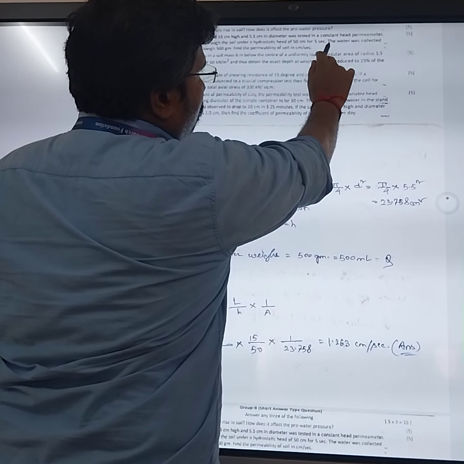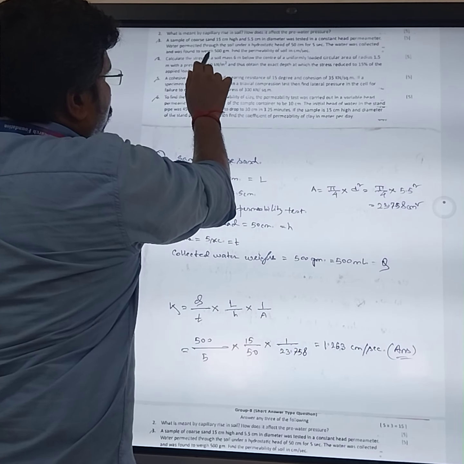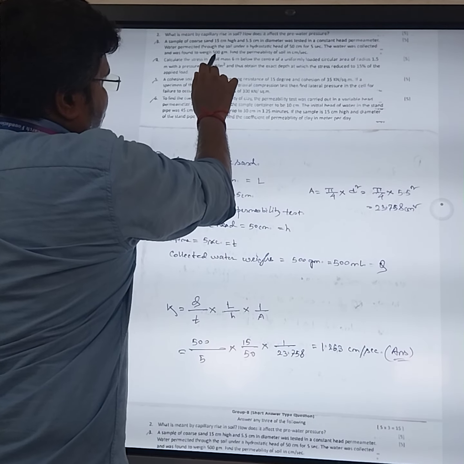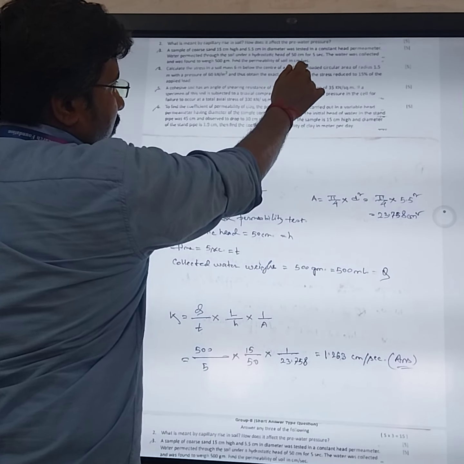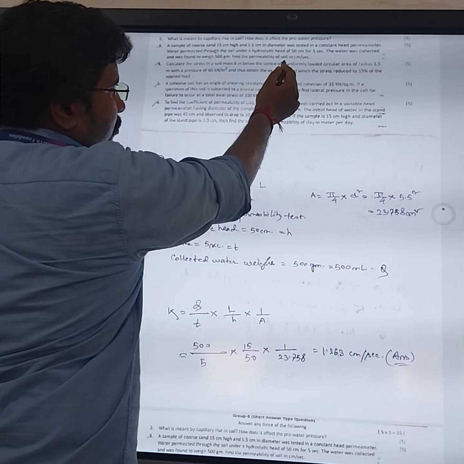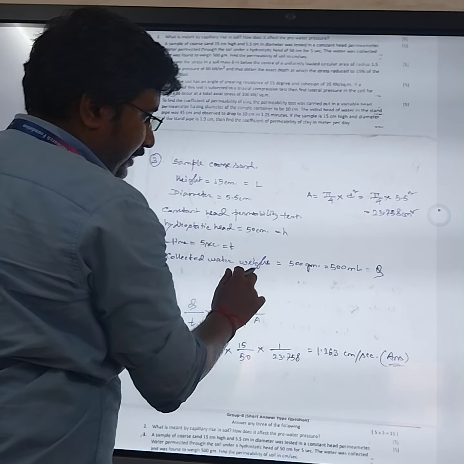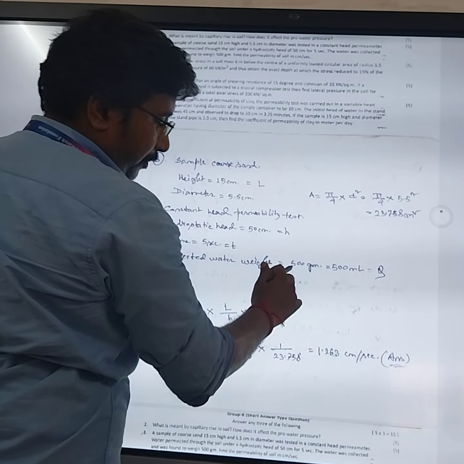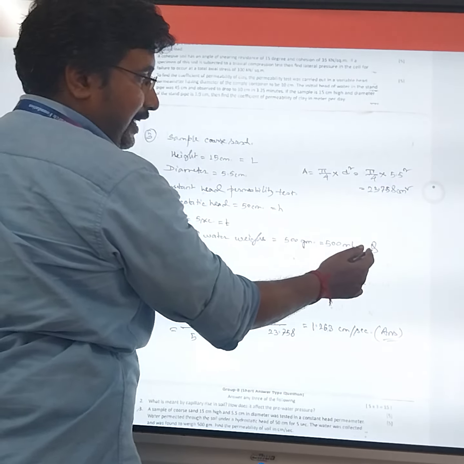Now the question is, water was collected and was found to weigh 500 gram. Find the permeability of soil in centimeter per second. We have to find the permeability of soil in the unit centimeter per second. So the collected water weighs 500 gram, which equals 500 ml. It is denoted by capital Q.